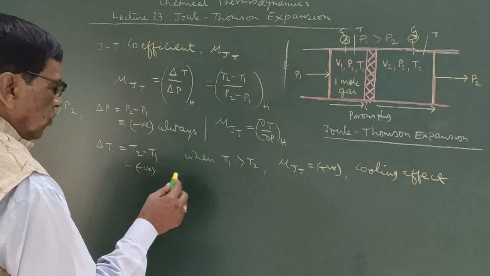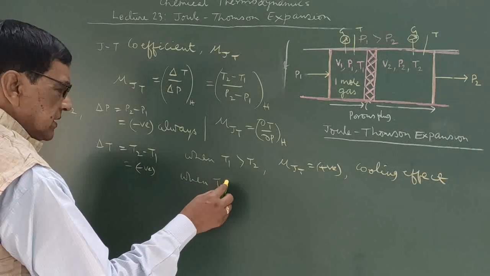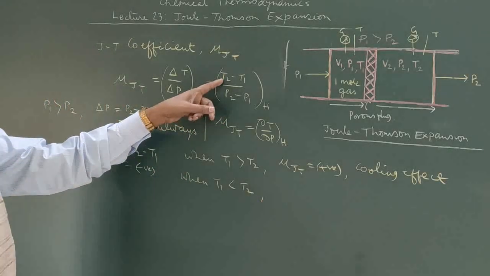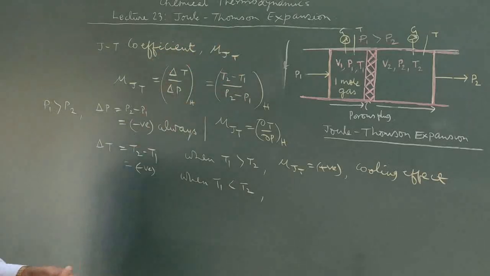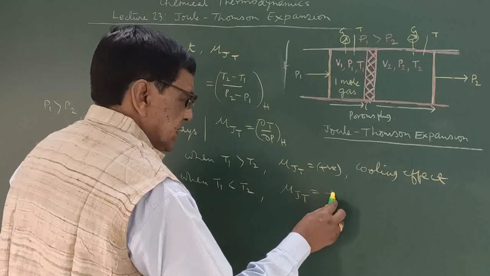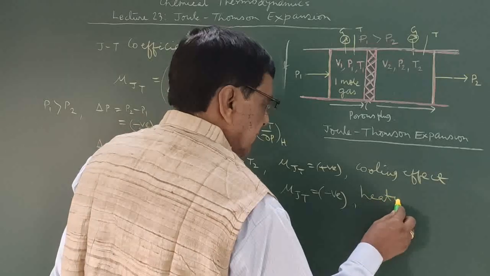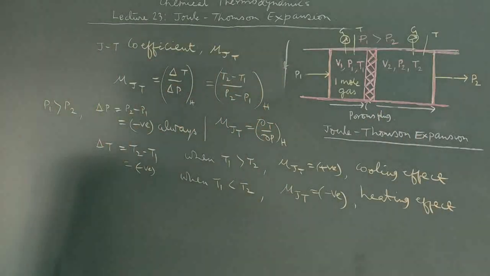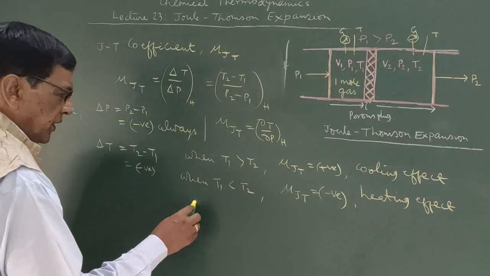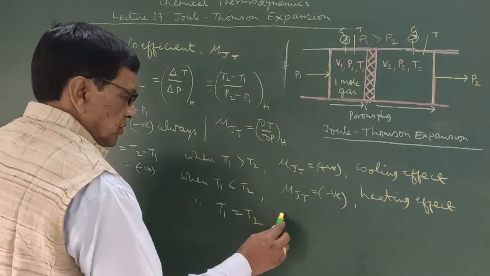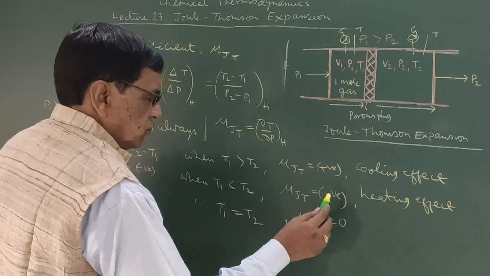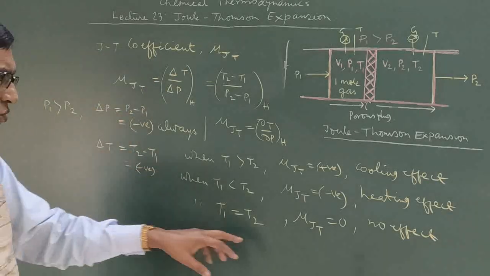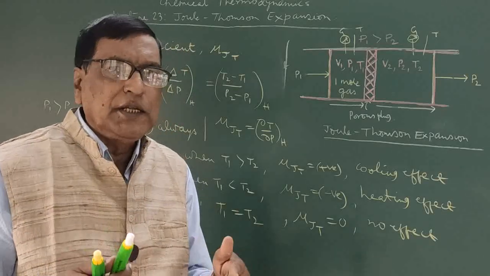Again, when T1 is less than T2, meaning T2 is greater than T1, this one is positive and this one is negative. So the ratio is negative, mu JT in this case is negative, and this is called the heating effect. The gas is warmed up after passing through the porous plug. When T1 is equal to T2, then mu JT equals 0, meaning no effect. When T1 equals T2, this term equals 0, and in this case the gas will undergo neither heating nor cooling.